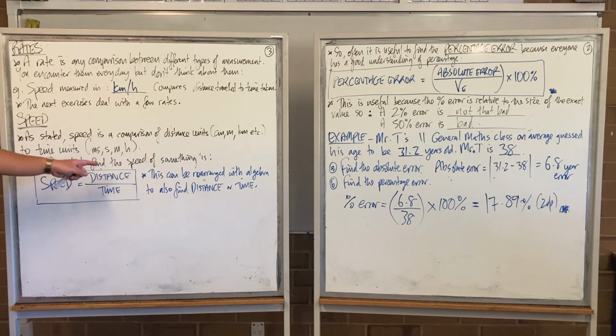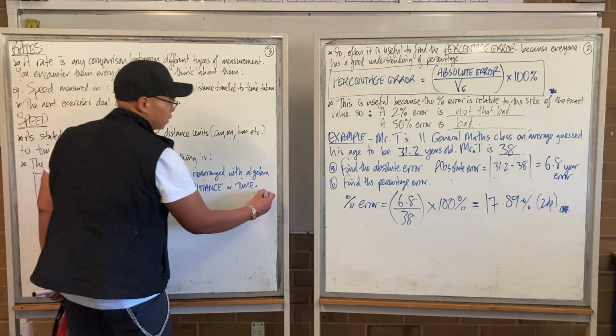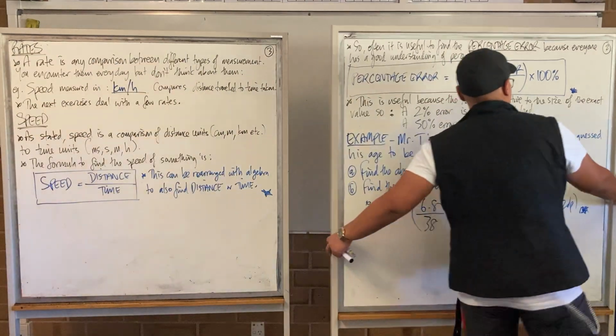The formula to find the speed of something is this. Speed is equal to distance over time. I can rearrange that to also find distance or time. So I'll give you a couple of minutes. Can you get that formula? It should be a review from previous. And I'll turn this around.